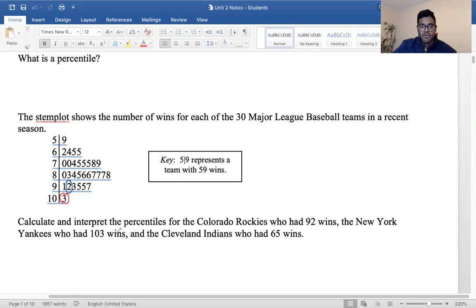Now the New York Yankees one is going to be kind of interesting. Oh, and we want to look at the Cleveland Indians. That's 65. So where's that? 65.